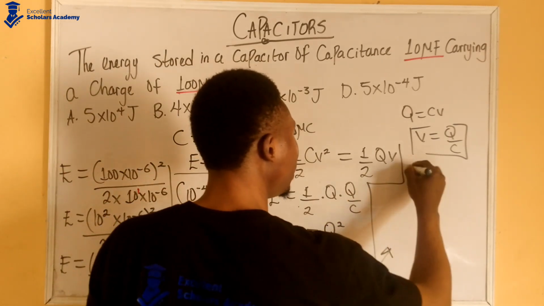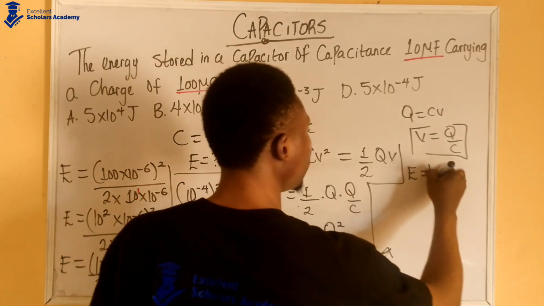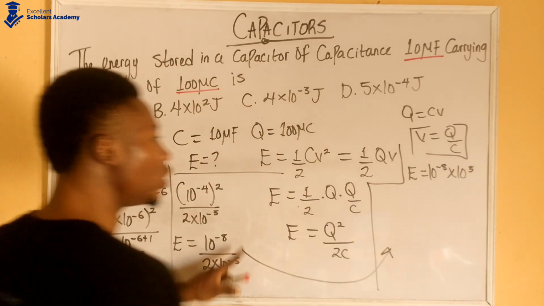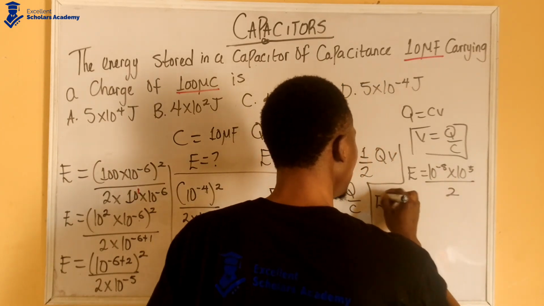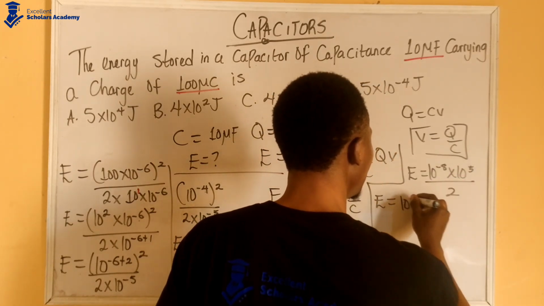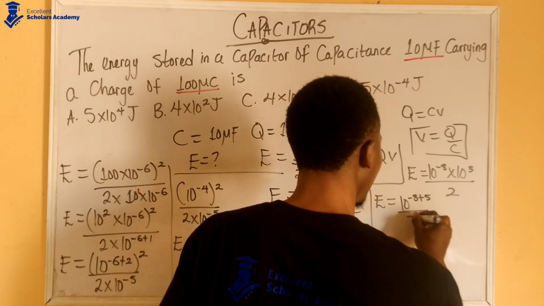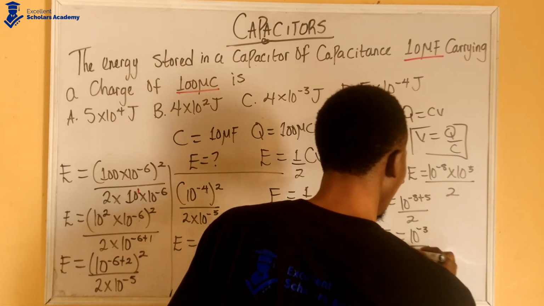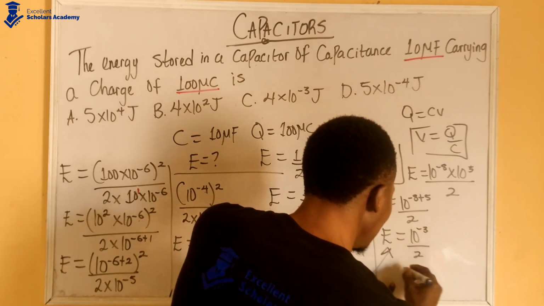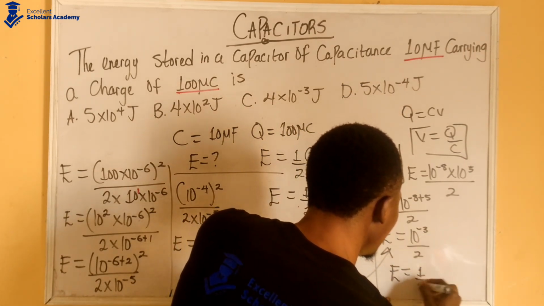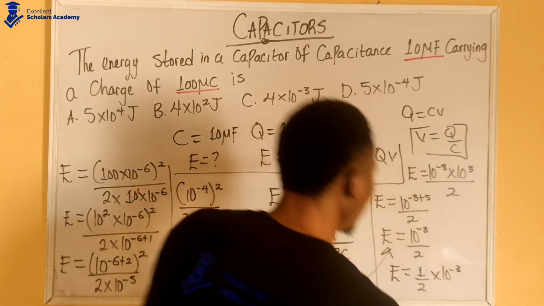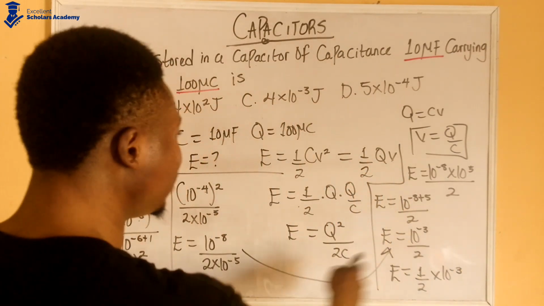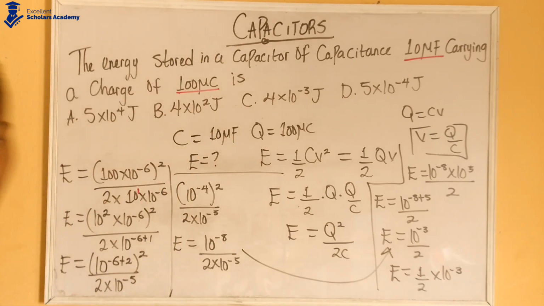So E is equal to 10 to the power of minus 8 times 10 to the power of 5, positive 5, because this is going up, over 2. Now we add the powers: 10 to the power of minus 8 plus 5 over 2. This becomes E is equal to 10 to the power of minus 8 plus 5, that gives us minus 3, over 2. Now I can split this to be 1 over 2 multiplied by 10 to the power of minus 3, because 1 times 10 to the power of minus 3 is still 10 to the power of minus 3, divided by 2. So let's continue.